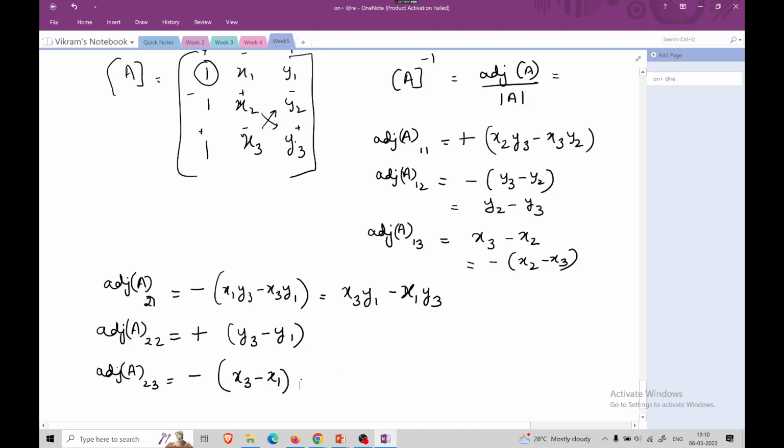Okay. So adjoint of 3 1, I am going to exclude the third row and first column. It's going to be x1 y2 minus x2 y1 with a plus sign. So adjoint A of 3 2, here I am going to exclude the third row and second column. It is going to be minus of y2 minus y1, so this is nothing but y1 minus y2.